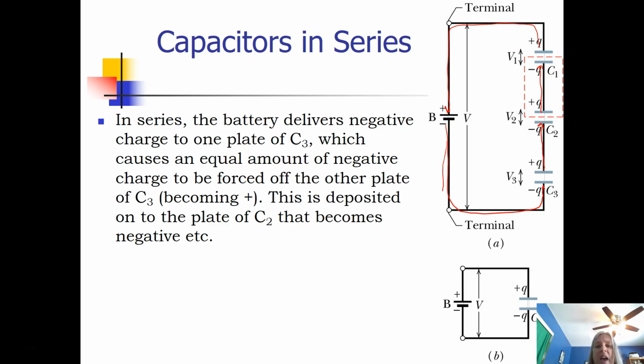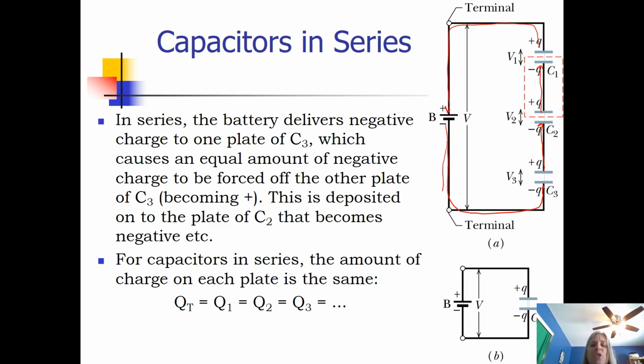But because of the scenario, the total charge has to be the same on each of the plates. So whatever charge comes out of the battery is the same as the charge on the first capacitor, which is the same as the charge on the second capacitor, which is the same as the charge on the third capacitor. Well, that doesn't sound very efficient, does it?